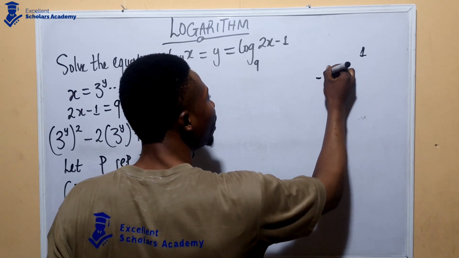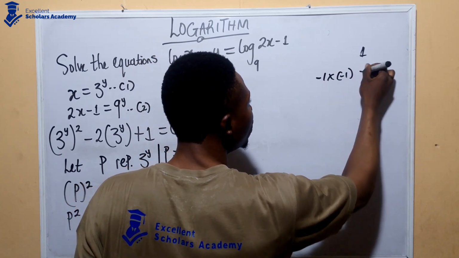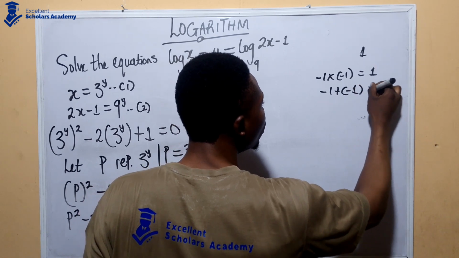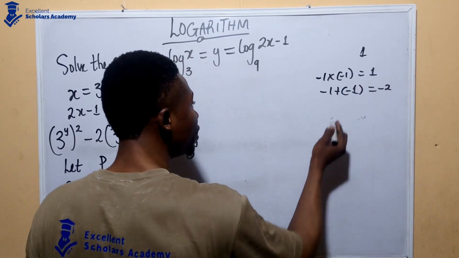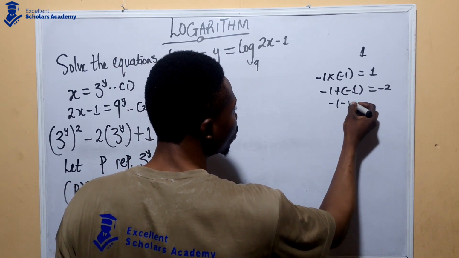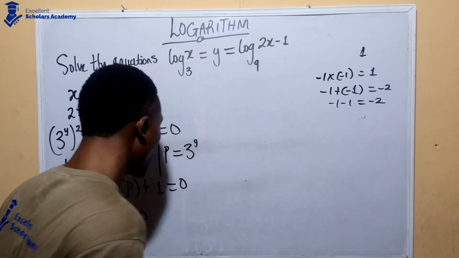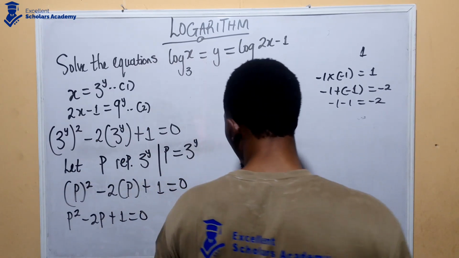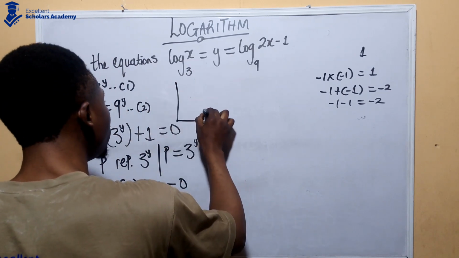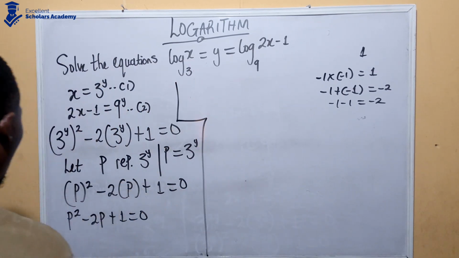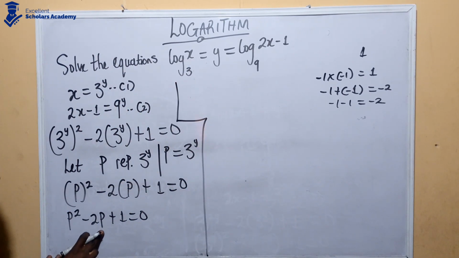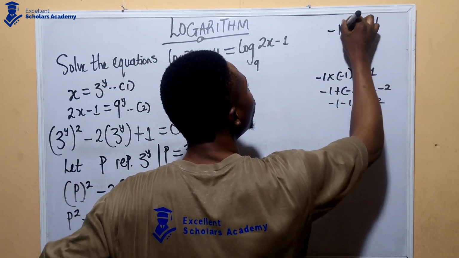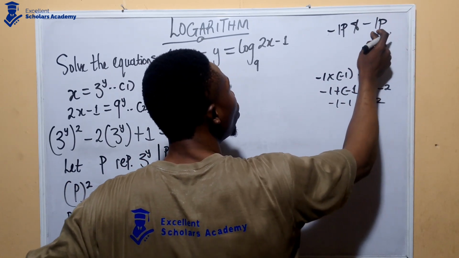Now let's check. Minus 1 times minus 1, of course, gives us plus 1. Minus 1 plus minus 1, of course, is going to give us minus 2, because plus times minus gives us minus. So meaning that the factors are minus 1 and minus 1. Having realized those factors, we're going to replace them. So you have minus 1 and minus 1, and you're going to put p behind them, although the 1 will be invisible.